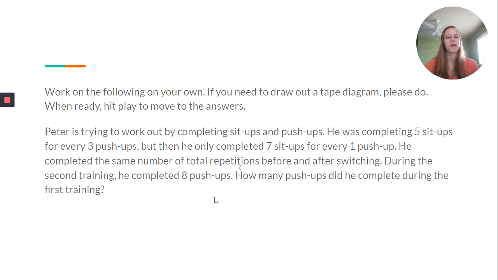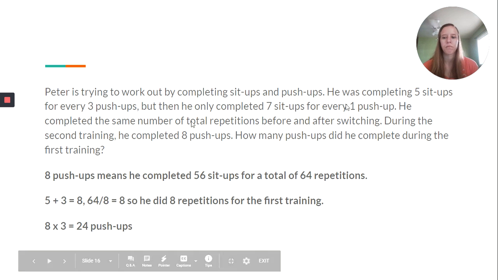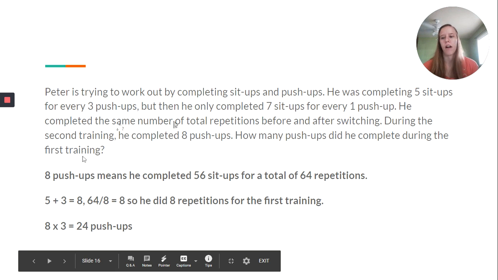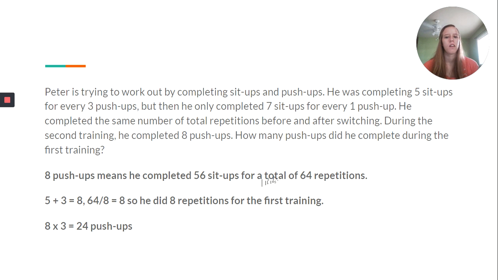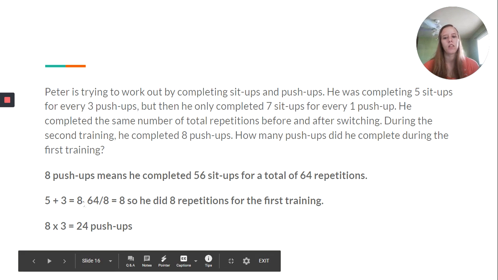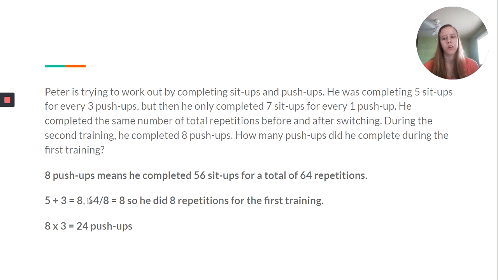So if he completed 8 push-ups, we need to find out the total number of repetitions. So if he did 7 sit-ups for every 1 push-up, we can take 7 times 8 to find out how many total sit-ups he did, which is shown here. So 8 push-ups means he completed 56 sit-ups for a total of 64 repetitions. And then at the top, we know 5 sit-ups plus 3 push-ups means 8. So he did 8 reps total.